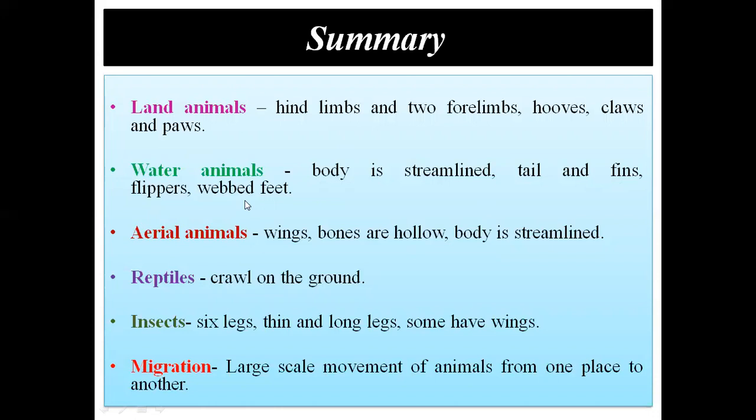In animals like frog, they have webbed feet. In aerial animals, the wings are there. They have bones which are hollow and the body is again streamlined, same as water animals. In reptiles, they don't have proper or well-developed limbs, so they crawl on the ground. Insects, they have very thin and long legs. Most of them have 6 legs. And some insects like butterfly, they have wings.